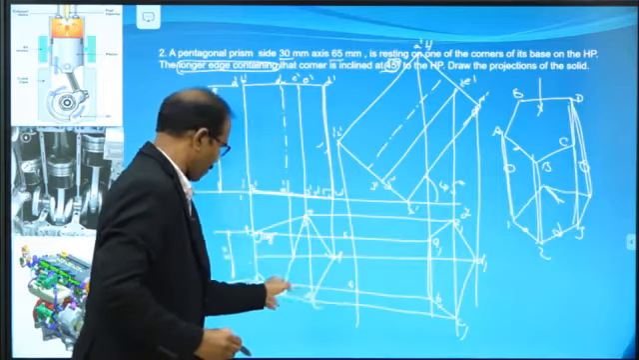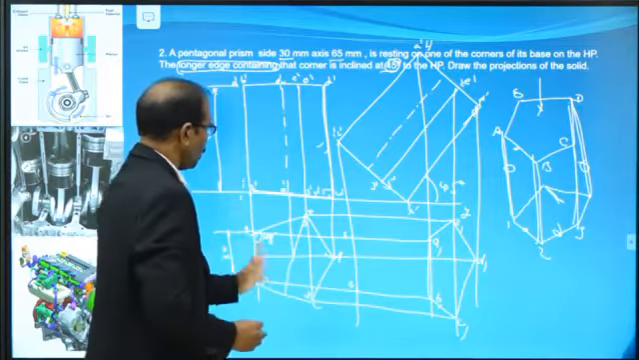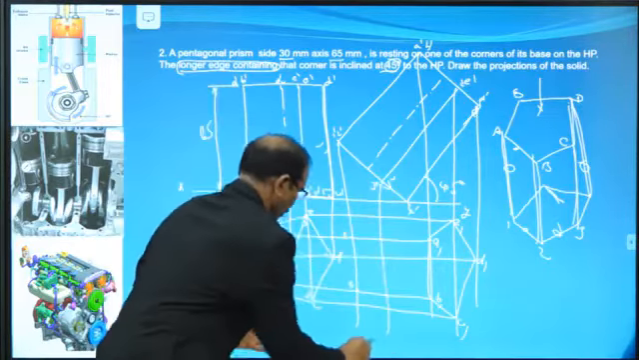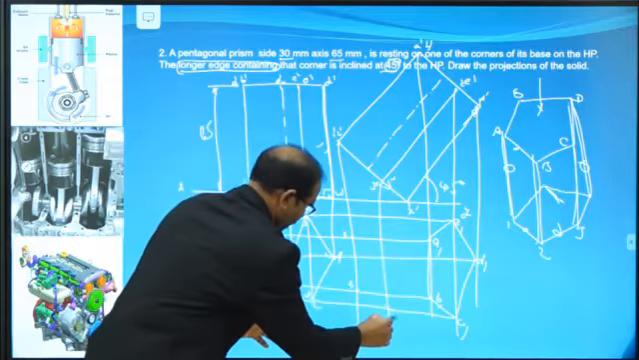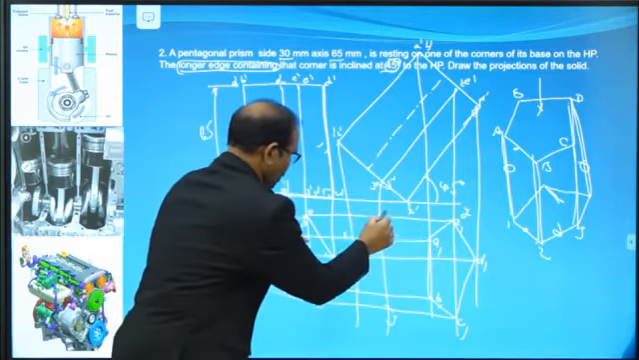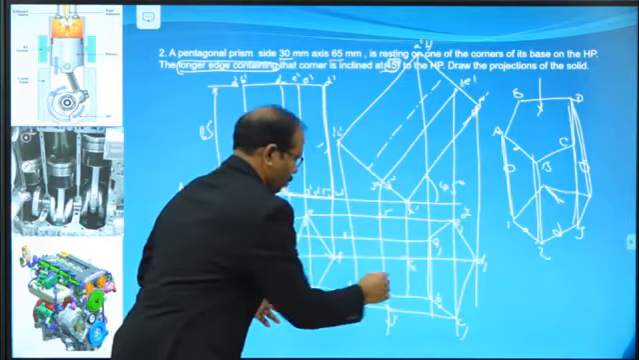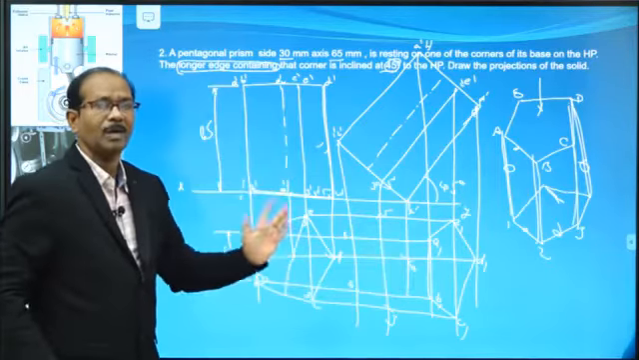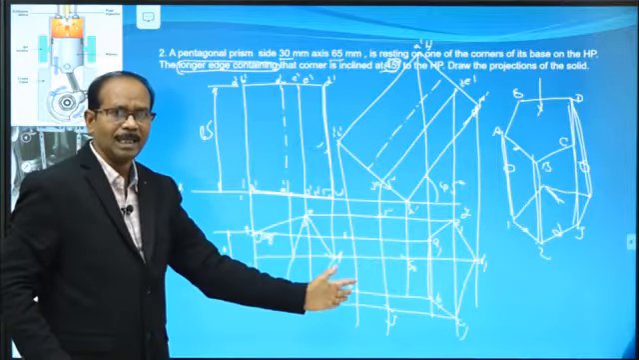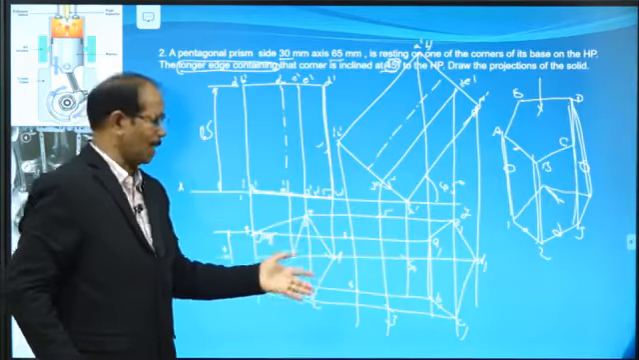Just concentrate. 2 and 2. 3 and 5. So this is the 3. This is the 5. This is the 4th point. Just observe while drawing the lines. Some lines are hidden lines and the remaining lines are boundary lines.